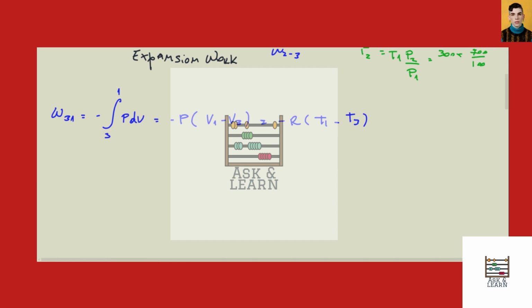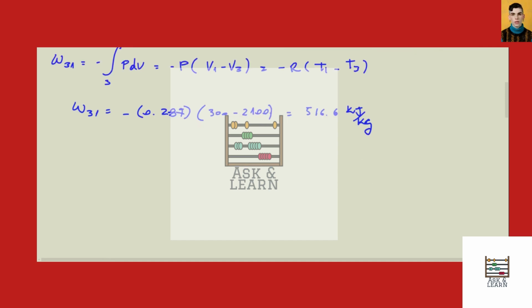Okay, so let's finish the work 3-1. The work 3-1 is going to be negative the value of the constant R, which is 0.287, multiplied by the change in the temperature, which is 300 minus 2100, and that's precisely 516.6 kilojoules per kilogram. So that's the work 3-1.